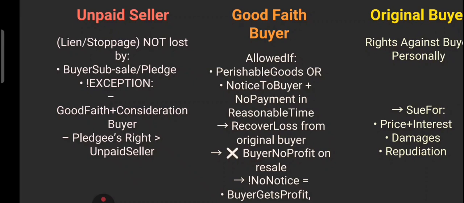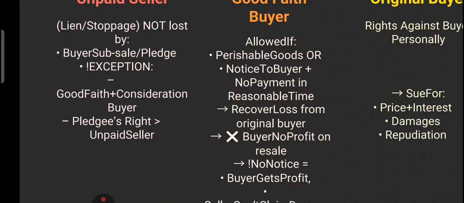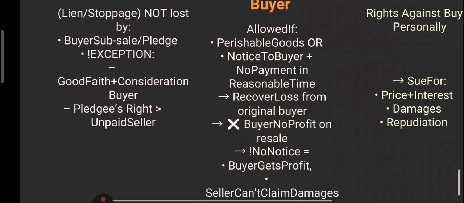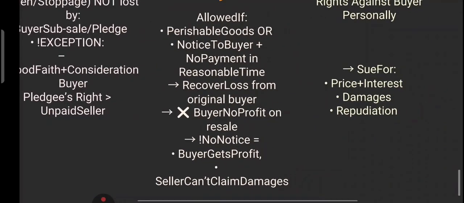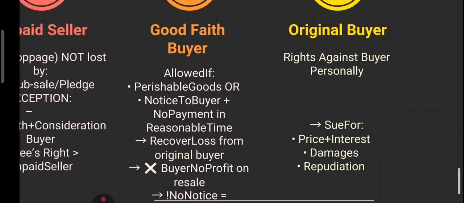So they are allowed to buy perishable goods, meaning goods that can spoil or get damaged. They receive a notice to the buyer informing that payment was not made and the goods might be subject to the claim, or they can recover loss from the original seller if the goods are resold. However, the buyer cannot make a profit when they resell the goods. They are simply expected to get their money back from the original seller. If they sell at a profit, the unpaid seller can't claim damages.